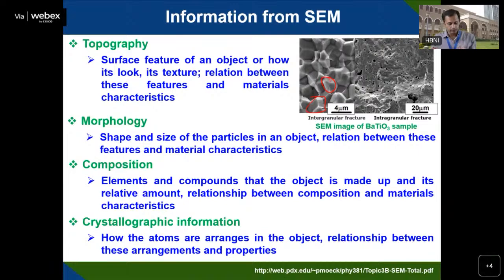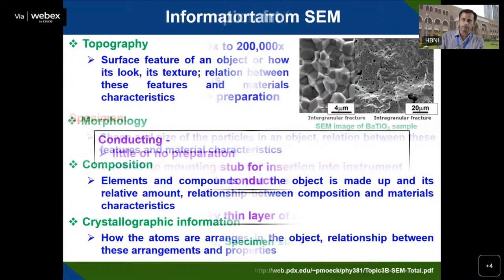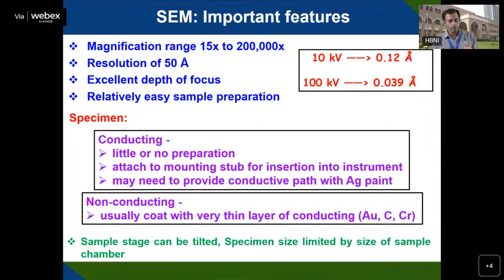And in addition, you can also get crystallographic information. A high resolution SEM, like FG SEM, is able to give some sort of information about atomic arrangement and the relation of that with the property of the material. So if you go into the SEM, in SEM you have a magnification range of 15x to 2 lakhs. You can go up to quite high magnification and get a resolution of 50 angstrom.